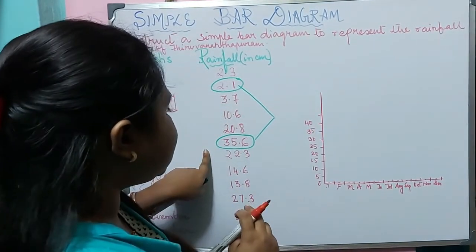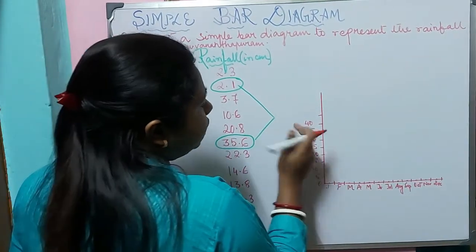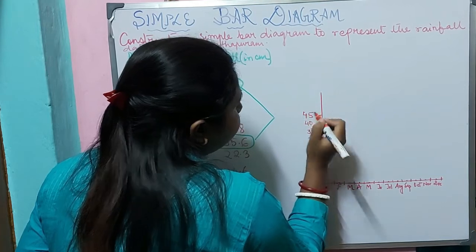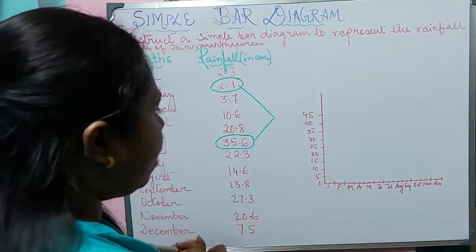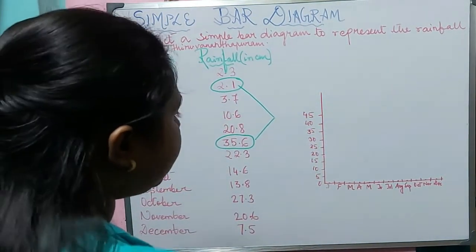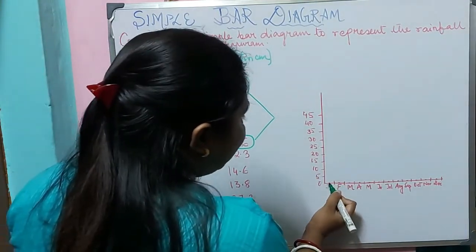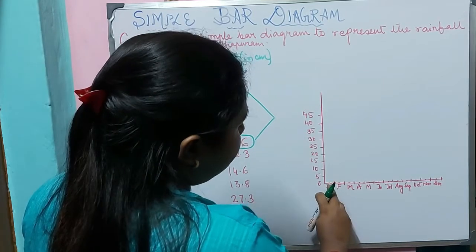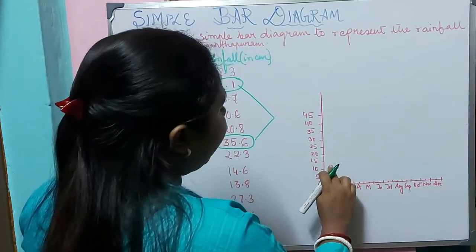See, my highest is 35.6. So I can plot till 30, 35, 40, 45. Now what I will do? Now I will plot. How I will plot? I have taken the midpoint. On the basis of the midpoint, we are going to put a scale here, and the 0 will be here in this midpoint, and then we have to plot it.